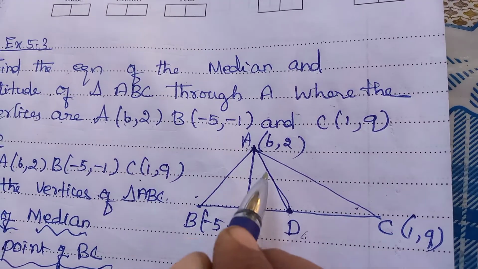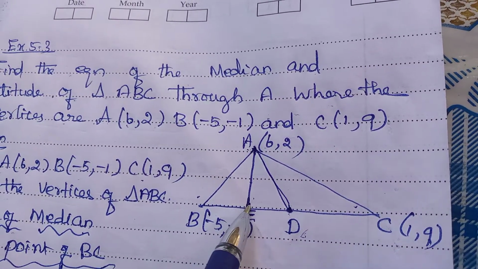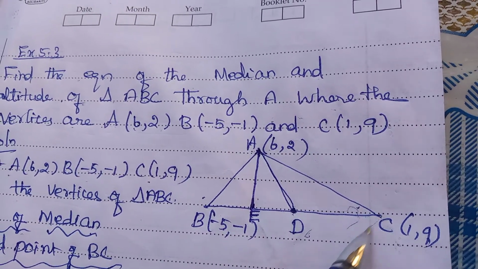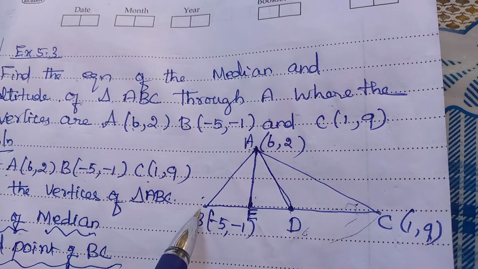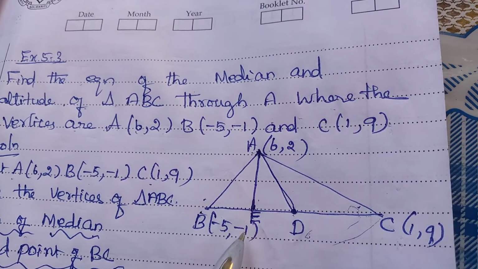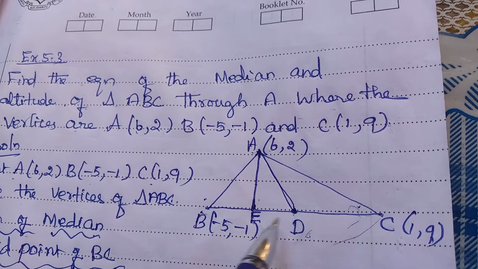So to find the equation of altitude, what can we do now? Using the concept of slope, we can find it easily. Let's find the slope of BC first. Since the two lines BC and AE are perpendicular, the condition M1 into M2 is equal to -1 can be used.